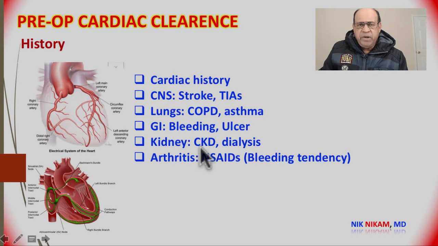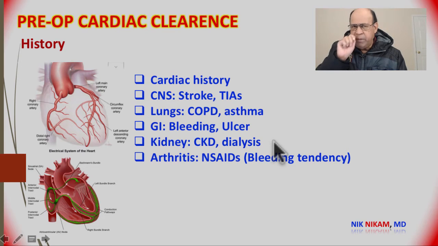Kidneys are an important organ that we need to pay attention to in terms of, does this patient have chronic kidney disease? Is this patient on dialysis? What is the BUN, creatinine, and GFR? All these things are important because they have a bearing directly or indirectly on the cardiovascular system.